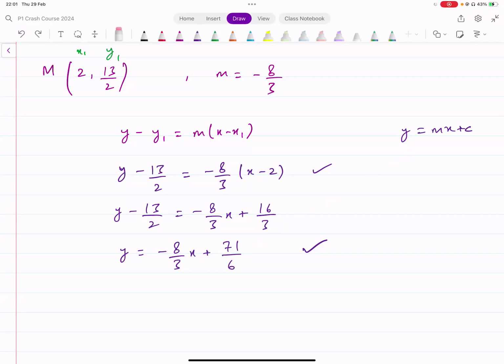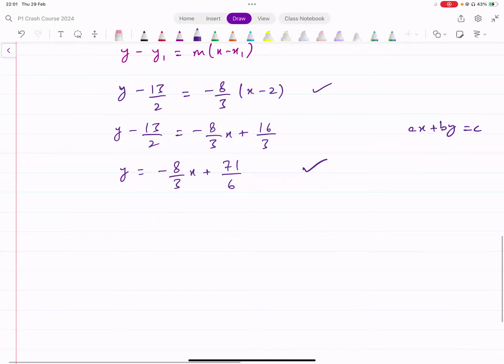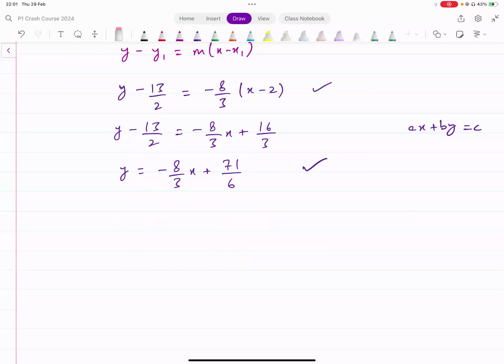Sometimes they also ask you to write down the equation in this form, ax plus by equals c. This is another form that they ask you to write down your equation in. If you had to do that, you would write it something like this. You take the LCM. LCM is 6. Multiply the whole equation by 6. That gives you 6y equals minus 16x plus 71. And another form could be 16x plus 6y equals 71.